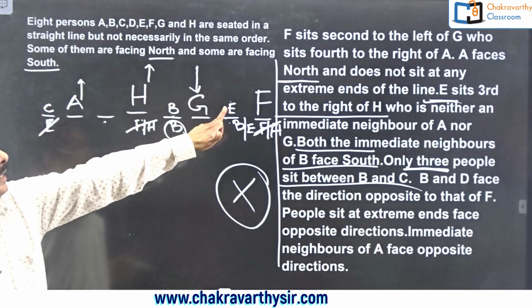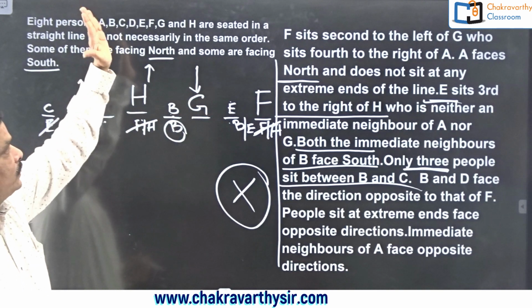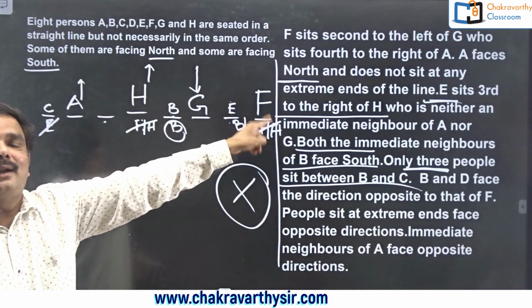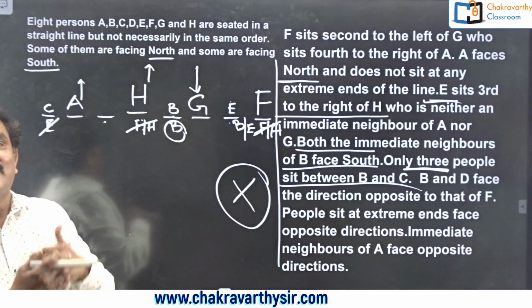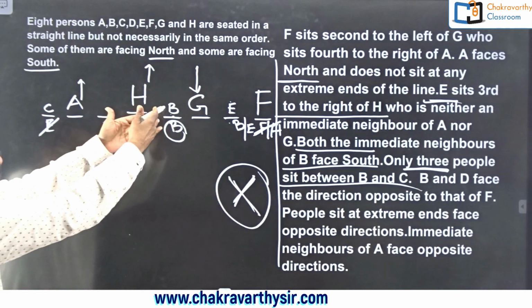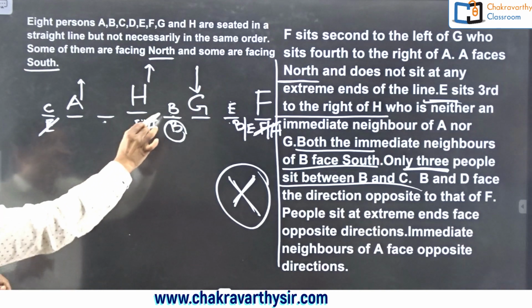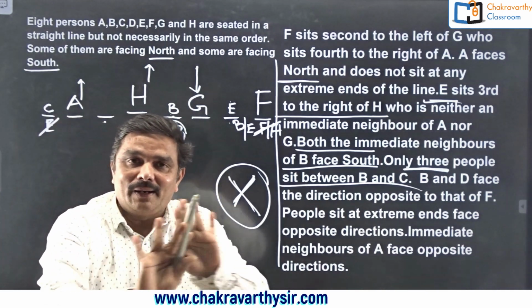If it is C, E should be here. E's place is here. H is already confirmed. H should face north to match the given clues. For that reason, H cannot face north, because both the immediate neighbors of B must face south. So, this is not the right arrangement.